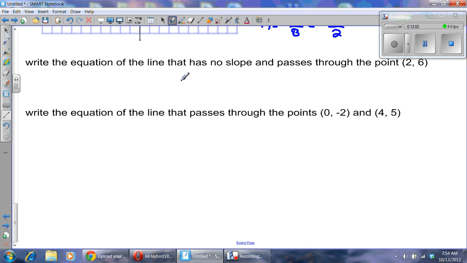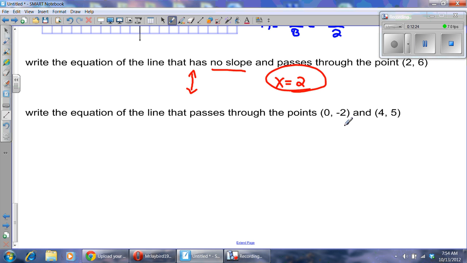A line with no slope is a vertical line, right? And I know that on a vertical line, the x-coordinate is always the same. So 2 is on the line, 2 is on the line. This is the equation, x equals 2. Too easy.